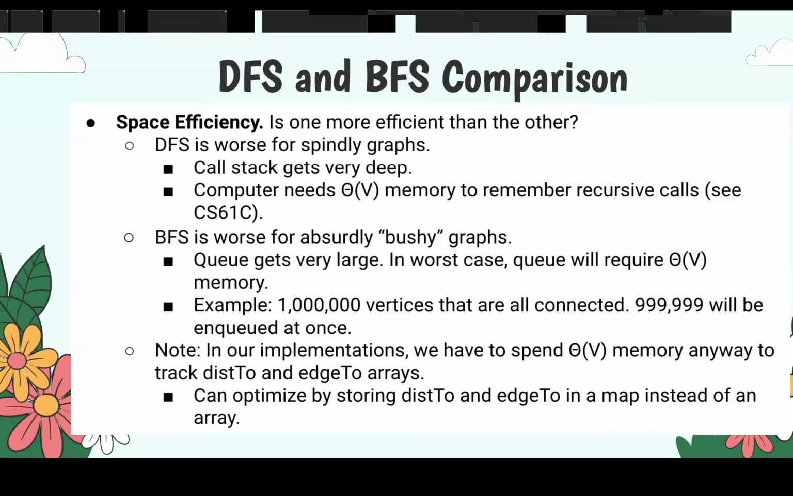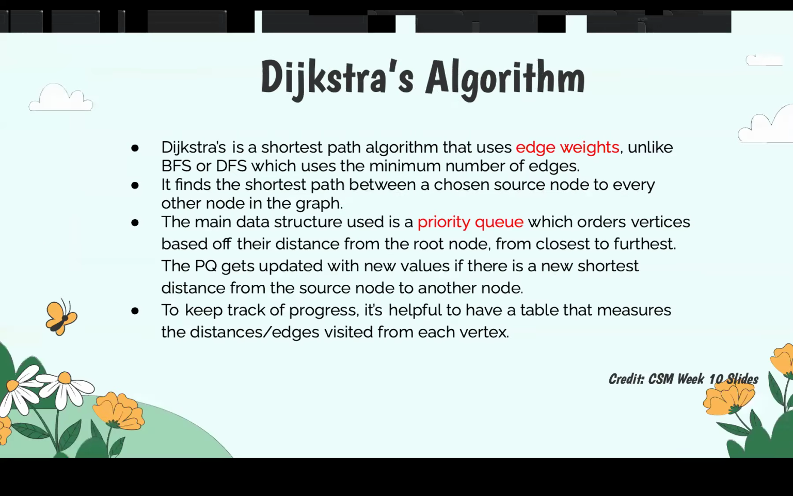And then BFS is worse for absurdly bushy graphs. If you have a really bushy graph, the further you're spreading out, we have more and more children that are an equal distance away from the root. So your queue gets really large, and in your worst case, your queue will require theta V memory. And in the implementations for this class, you generally have to spend theta V memory anyway to track dist2 and edge2 arrays. Yeah, I think this is a little bit of extra information. But now let's move on to Dijkstra's algorithm.